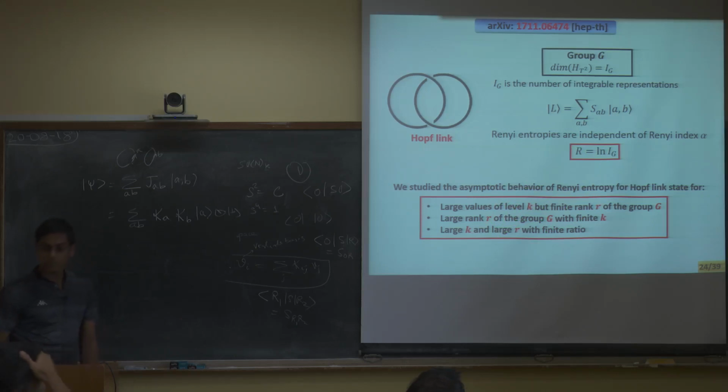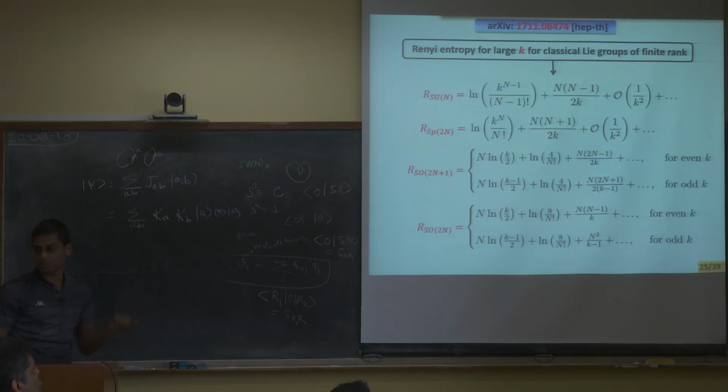And what are you computing now? The Renyi entropy for this. This is the Renyi entropy for the Hopf link, which is simply the log of the dimension of Hilbert space. The whole density matrix is identity, the reduced density matrix too, and we can study its expansion for large values of k for classical Lie groups of finite rank.